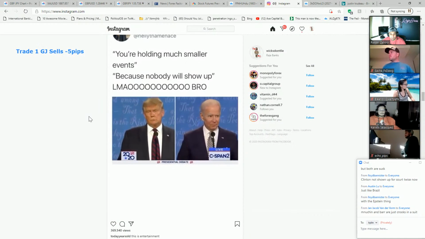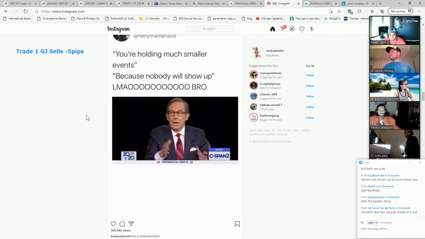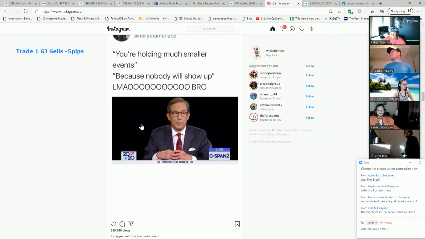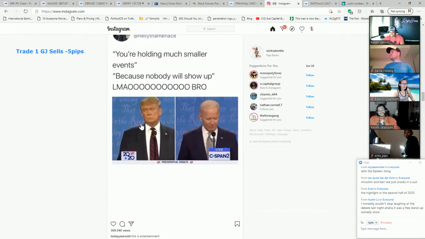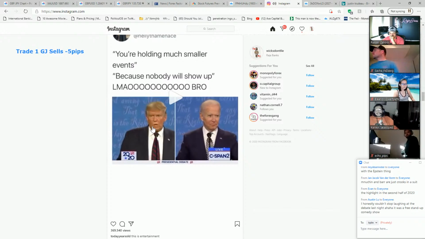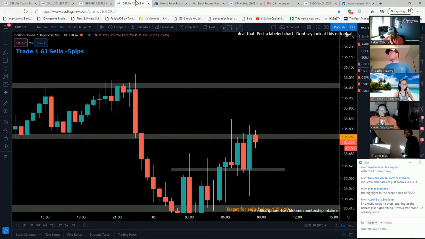Crowds packed together, thousands of people. Outside. Outside, yes, sir. Agreed. Vice President Biden, you are holding much smaller events. Nobody will show up. People with crowds packed together, thousands of people. Because nobody would show up.